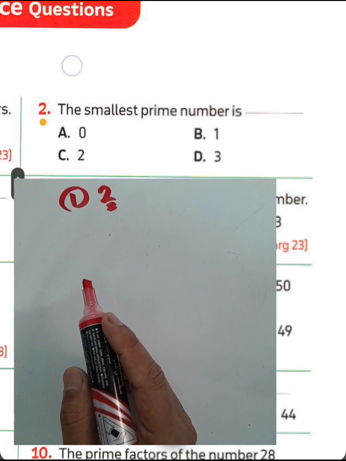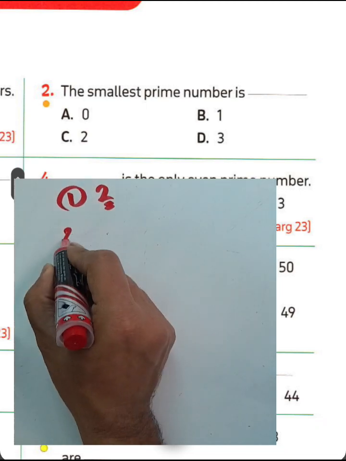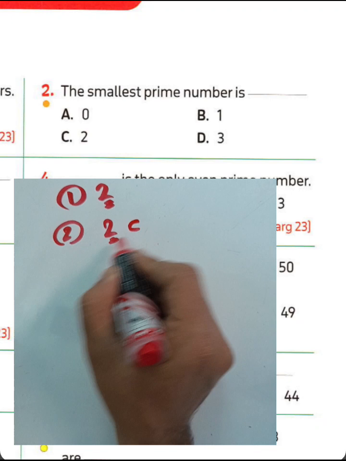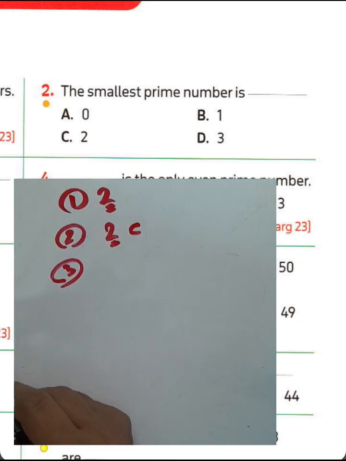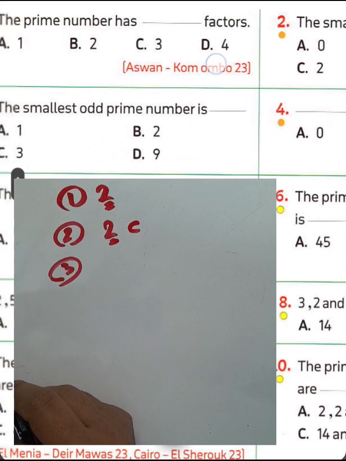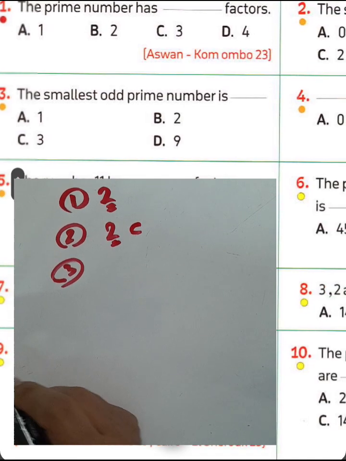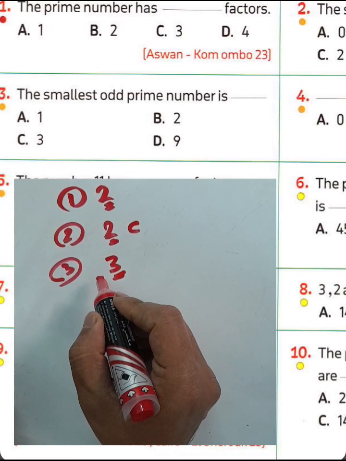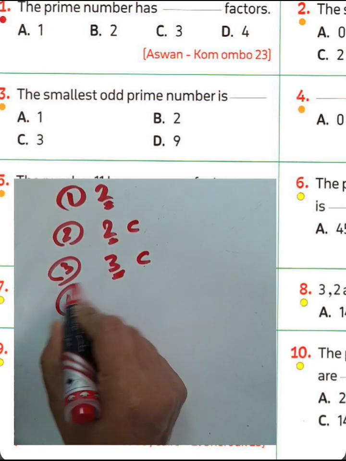Okay. The smallest prime number is what? The smallest prime number will be 2. Choose letter C. Question 3. The smallest odd prime number is 3. Choose letter C. Question 4.